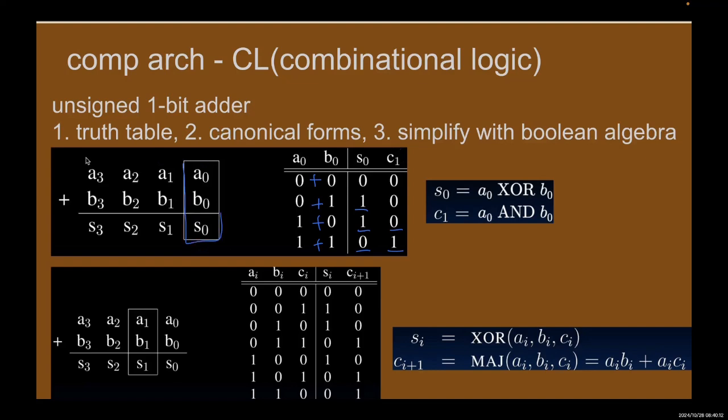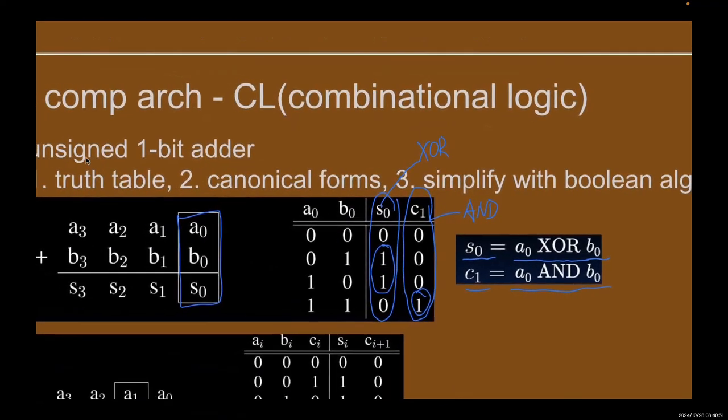So for the lowest bit, we want to build a circuit to carry this out. This is S0, this is C1. For S0, there are two 1s, so this is just an XOR gate. For C1, there's only one 1, so it's an AND gate. So S0 is A XOR B, and C1 is A AND B. Then we can add the lowest bit together. Is that clear? Yeah.